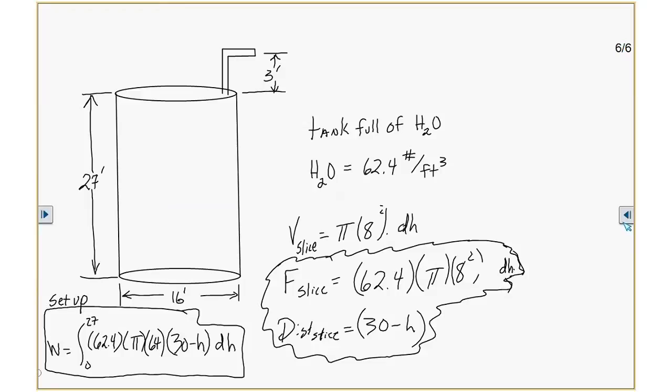When you do the math, 5.5 million foot-pounds. If you got anywhere around 5.5 million, you're good to go. 5.5 million foot-pounds, which a lot of you are saying, good gosh.